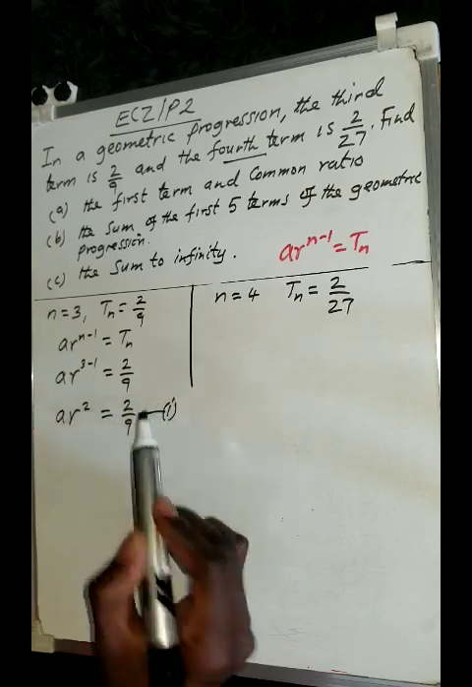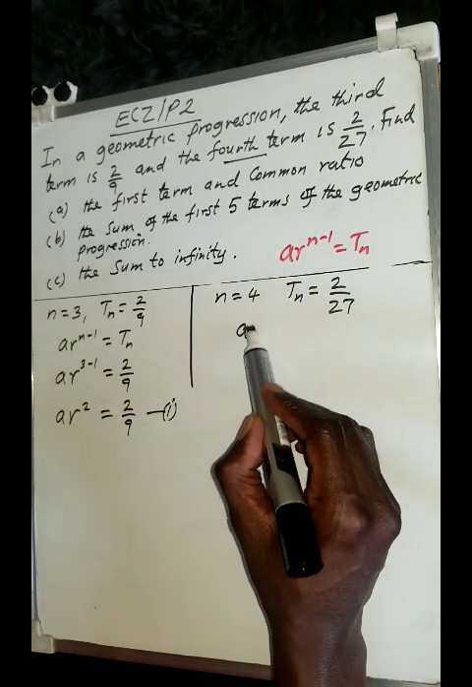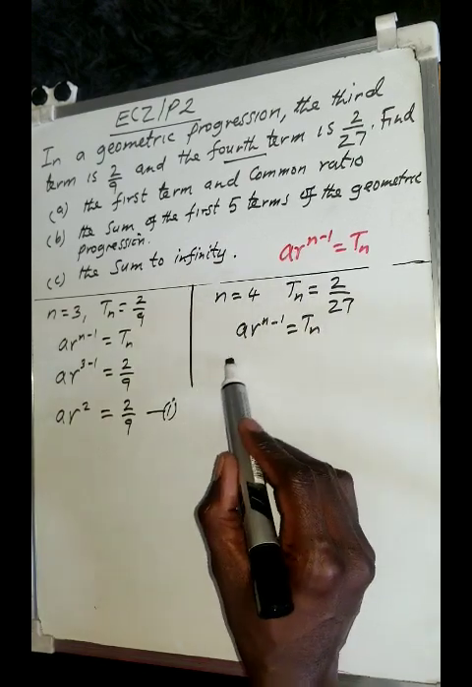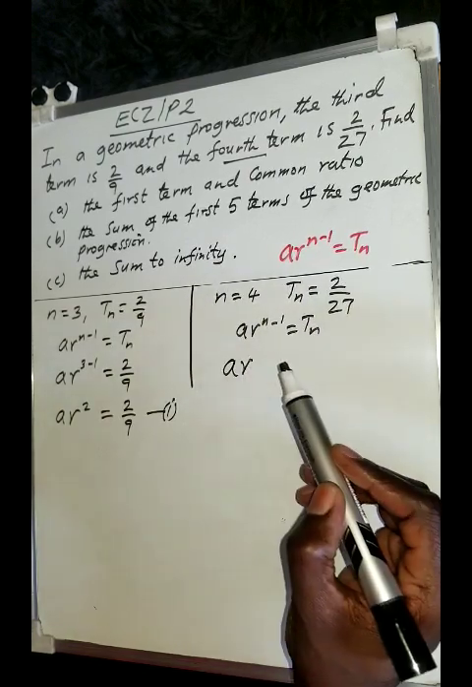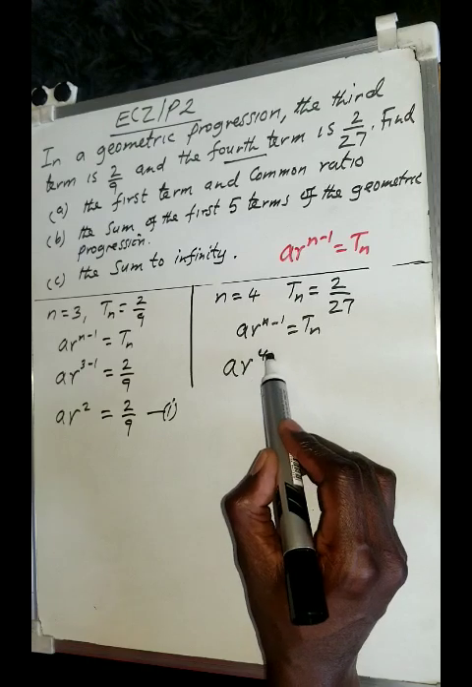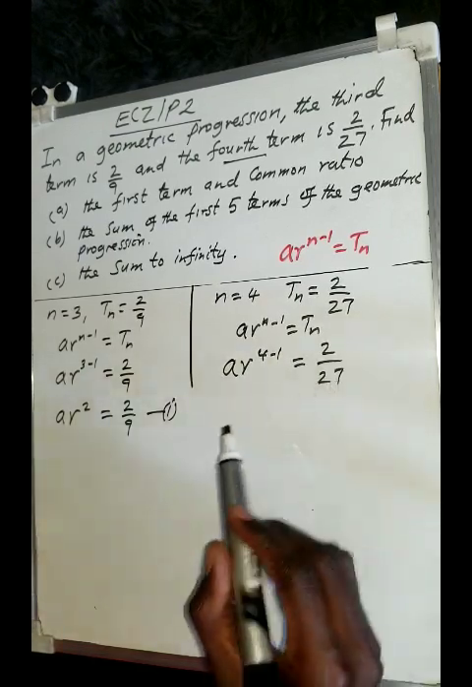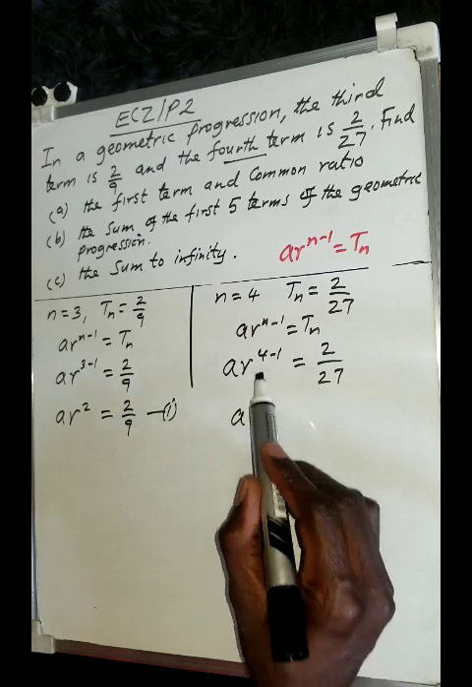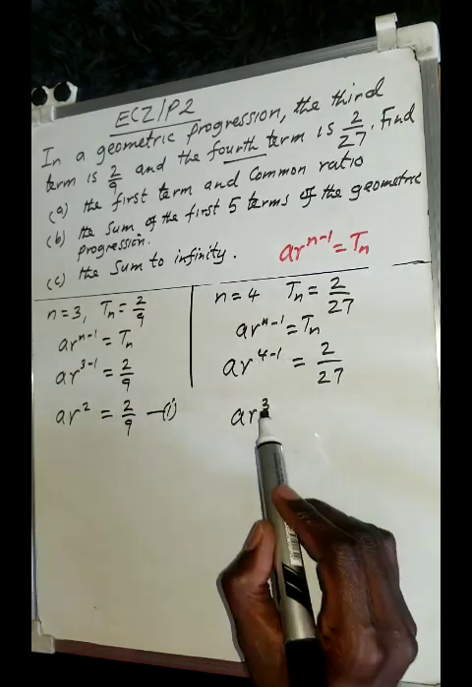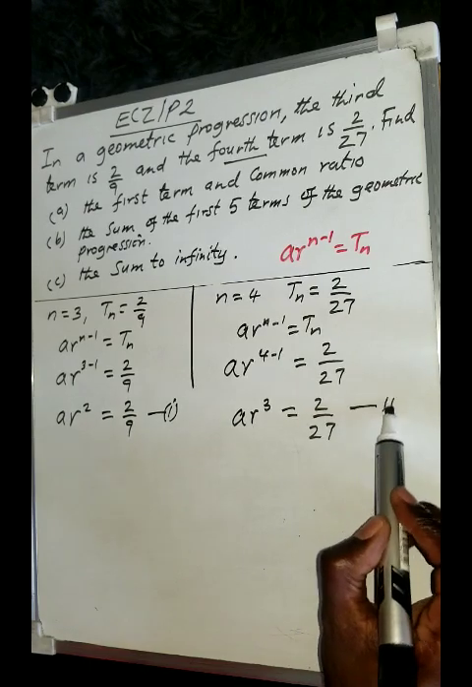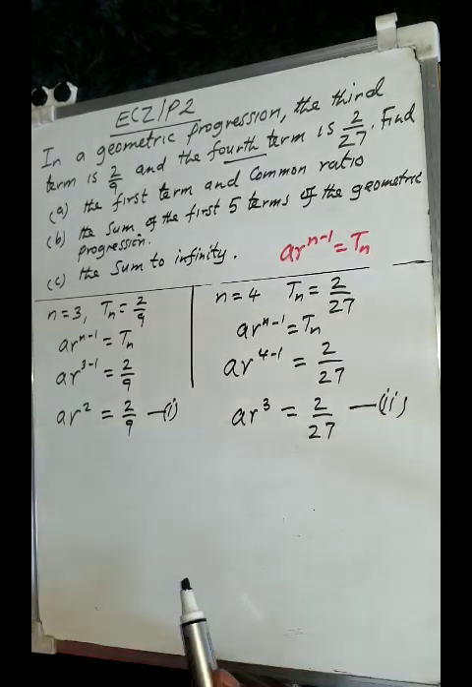This is going to be my first equation. Then again, I can apply the same formula and substitute. The first term I don't know, my common ratio I don't know, my n is 4 minus 1, should be equal to 2/27. So it will be ar raised to the power 3, that's 4 minus 1, should be equal to 2/27. This is going to be my second equation.